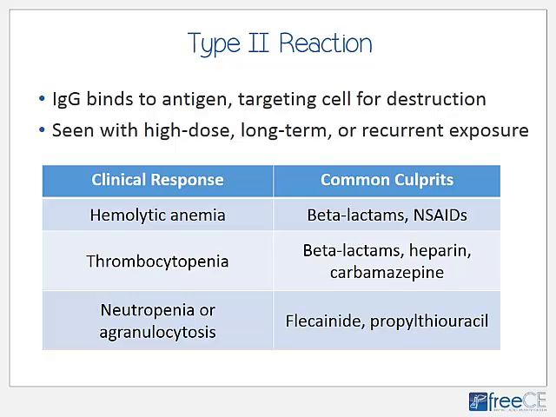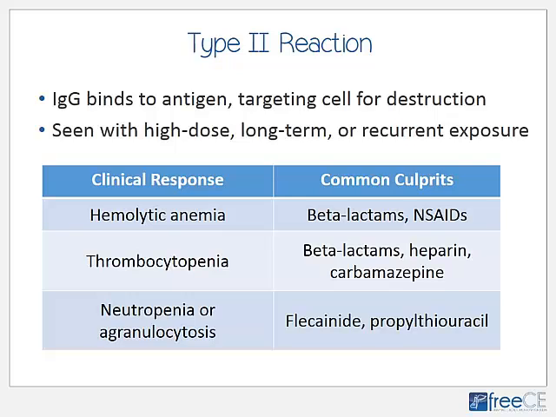You're going to see hemolytic anemia with things like beta-lactams or even NSAIDs. Thrombocytopenia has been seen with things like beta-lactams, again, heparin, and the anticonvulsant carbamazepine. Neutropenia or agranulocytosis has been seen with flecainide and propylthiouracil.